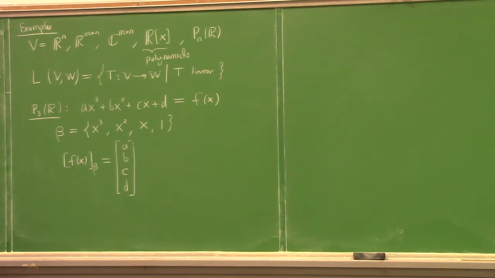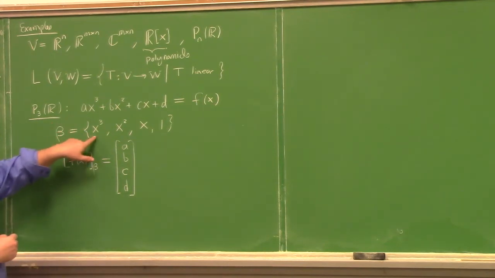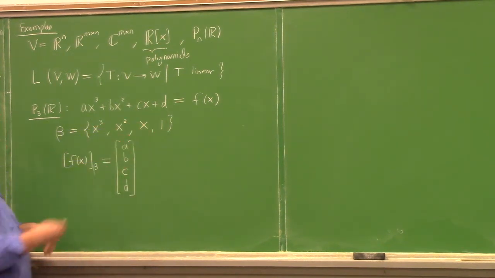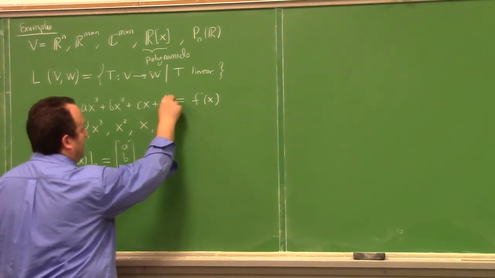Because to form f of x by a linear combination of the basis, the weights for the linear combination are respectively a for x cubed, b for x squared, c for x, and d for 1. I mean, there's 1 here, you know.